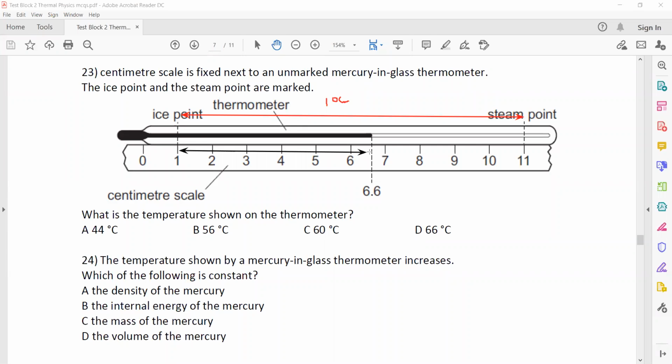And from 1 to 6.6, this will be 5.6, because we always take the distance from the ice point. So if 100 degrees are represented by 10 centimeters, x degrees are represented by 5.6. So you will cross multiply. When you cross multiply, you will get 56 as the answer.